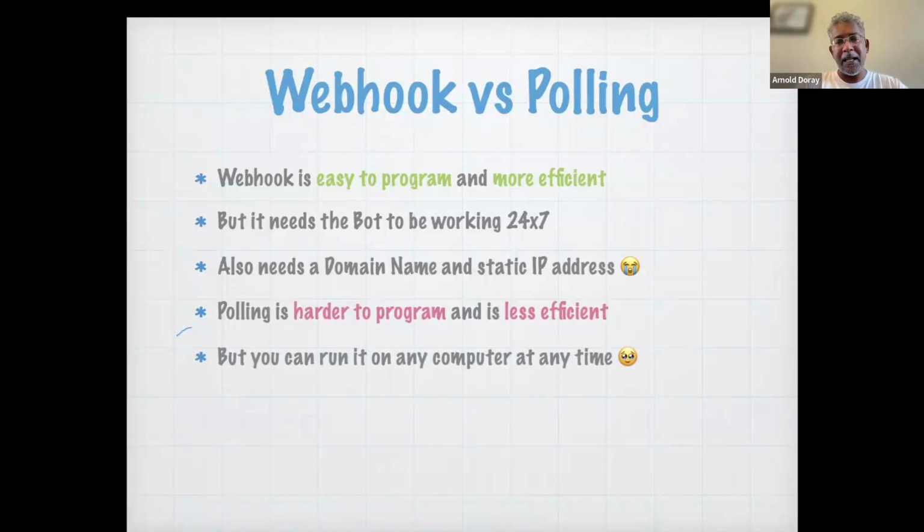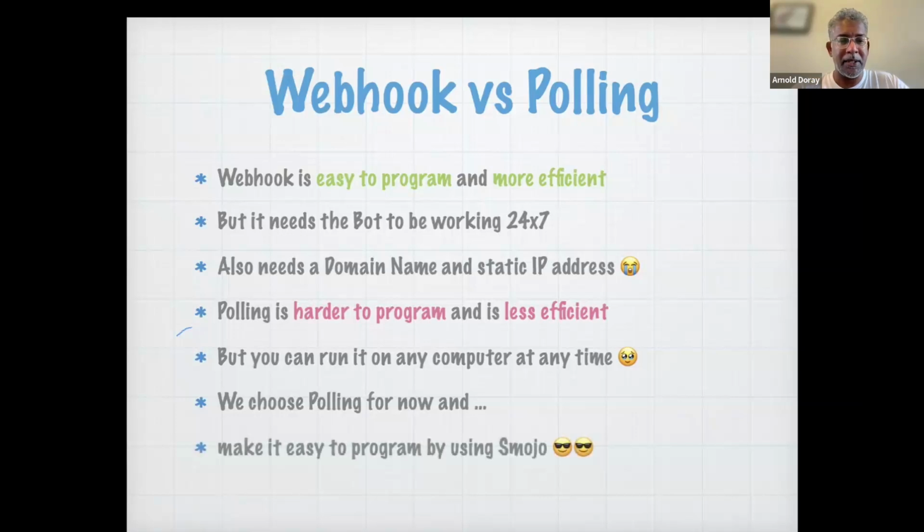But the big advantage is that you can use it on any computer at any time. You don't have to have a domain name or a static IP address. So that's why we will choose polling for now, because it's very easy for you if you want to test this out yourself. And all the hard to program stuff, we've made easy to program by using Smojo itself. I won't go into that too much. I will maybe just do a small demo later at the very end of this talk.